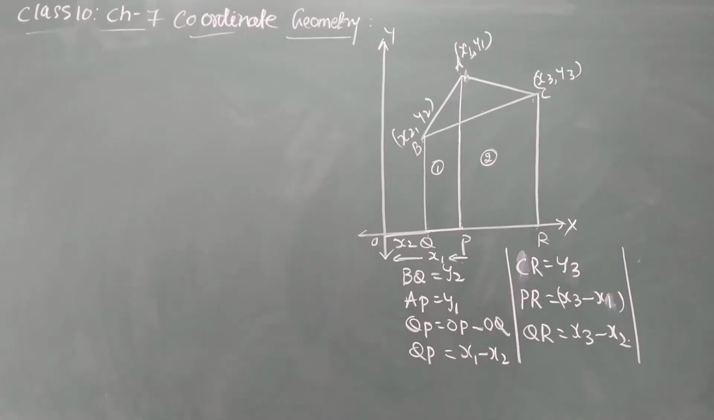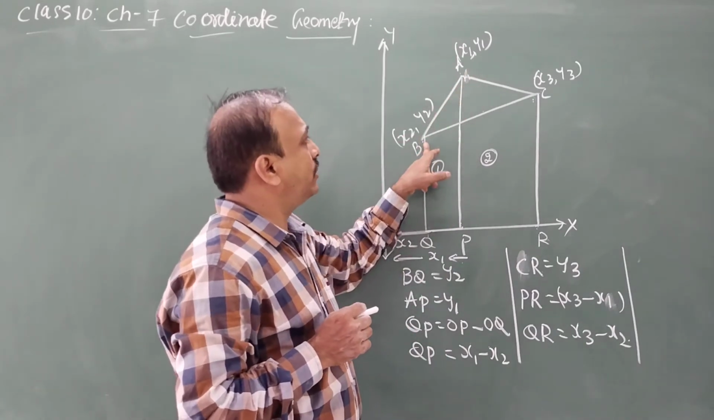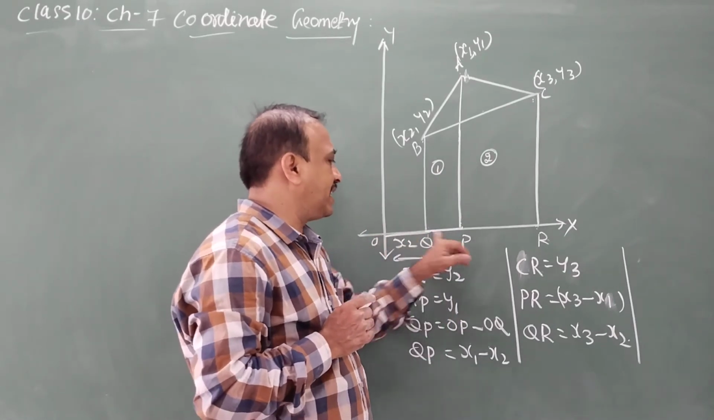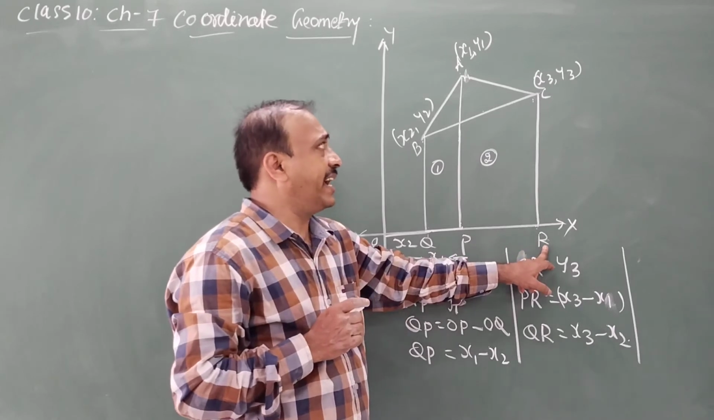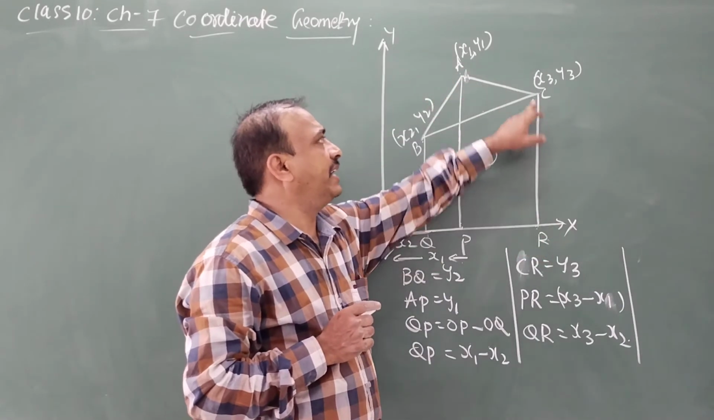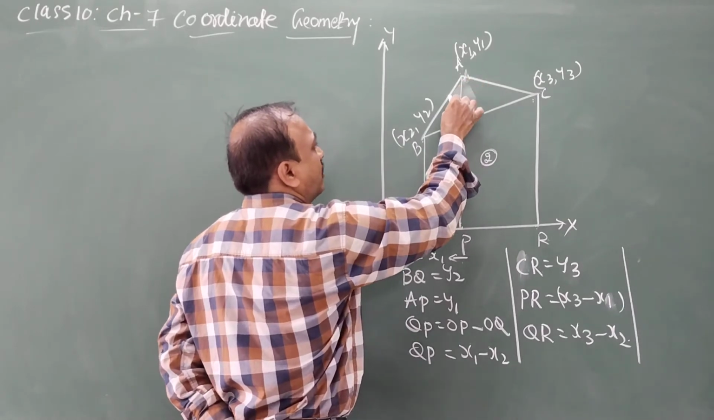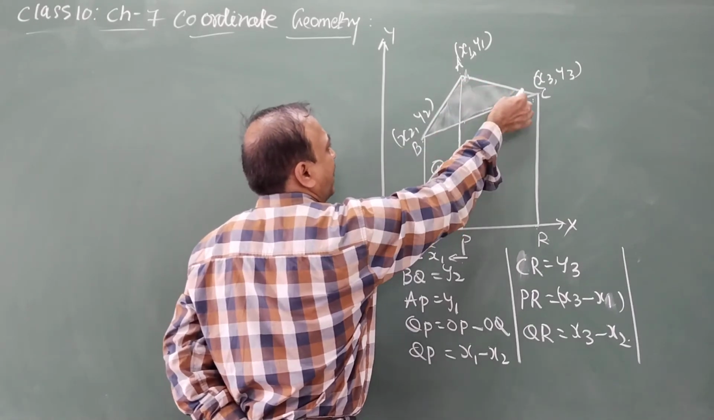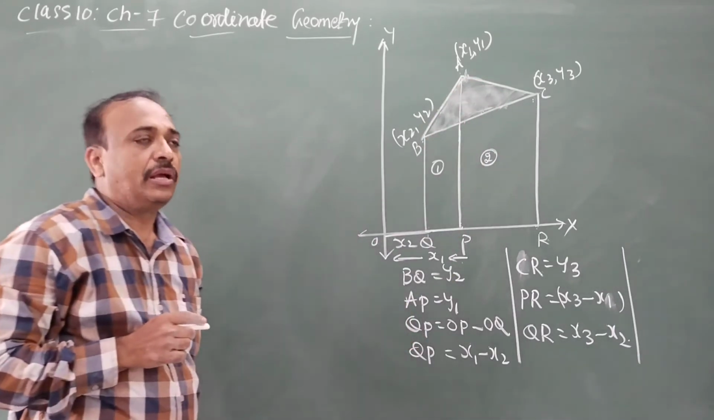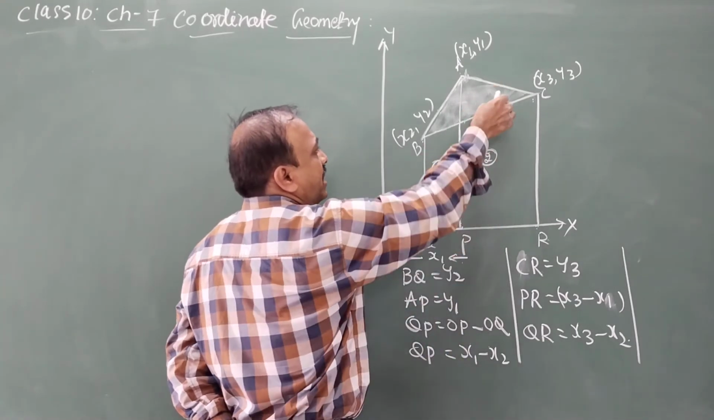Here we have the coordinates in the coordinate system: A (x1, y1), B (x2, y2), and C (x3, y3). So Q is at x2 units, P is at x1 units, and R is at x3 units. Similarly, B is at y2 units, A is at y1 units, and C is at y3 units. If you want the area of the triangle formed by these three non-collinear points, instead of half into base into height, now we are using trapeziums. Look at this carefully. This is the triangle.